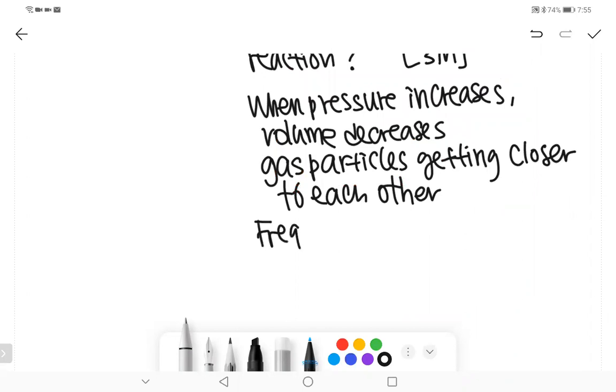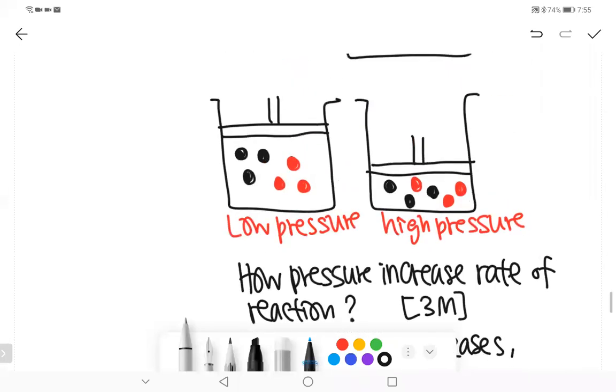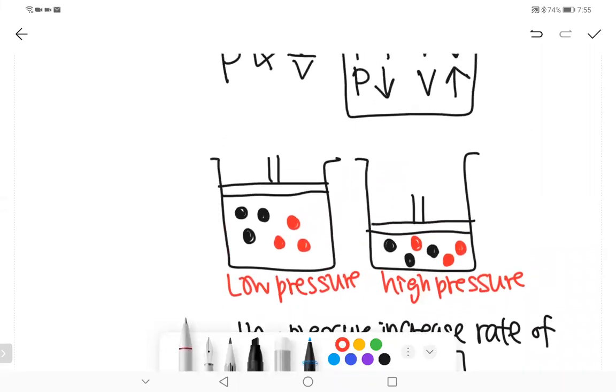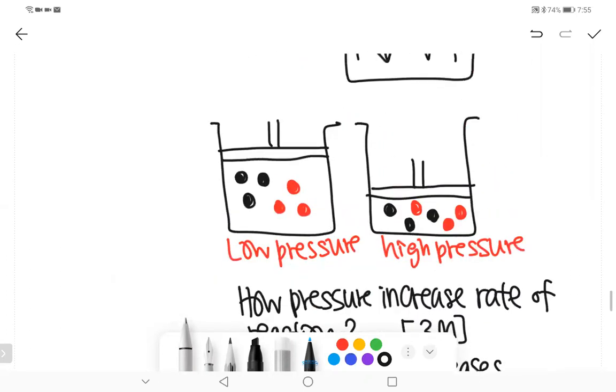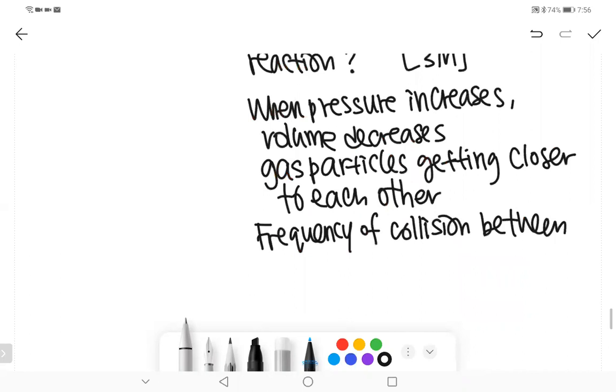Frequency of collision. So you must mention who is colliding. For this question, did I tell you what the black particle is? Do I tell you what the red particle is? No, I didn't tell. If I told you the black particle is zinc, then at least you can put the word zinc atom. But if the question didn't tell you what the substances are, you can use the words frequency of collision between reactant particles. You can put the word reactant particle if you don't know what it is. Frequency of collision between reactant particles increases.